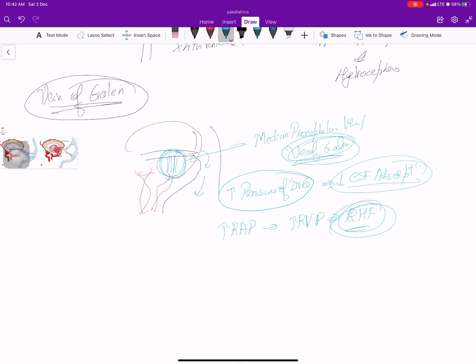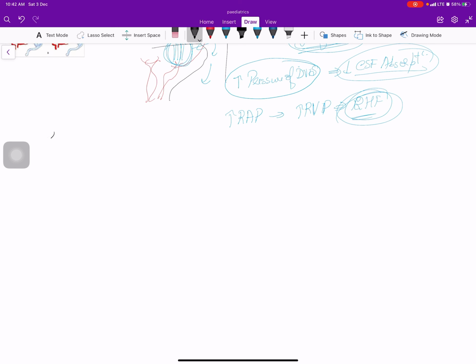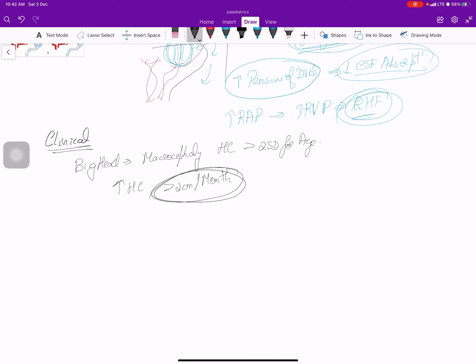Let's see what the clinical features are, what the investigations are, and what the treatment is. So clinical features of hydrocephalus will obviously be a big head. You're going to have macrocephaly, with head circumference greater than 2 standard deviations for age. Then a very good indicator would be an increase in head circumference greater than 2 cm per month. A differential diagnosis of hydrocephalus must be in your mind.